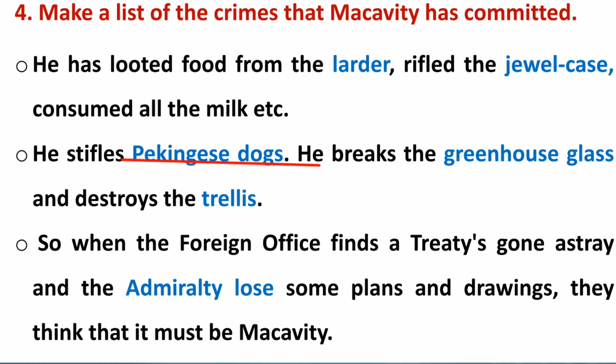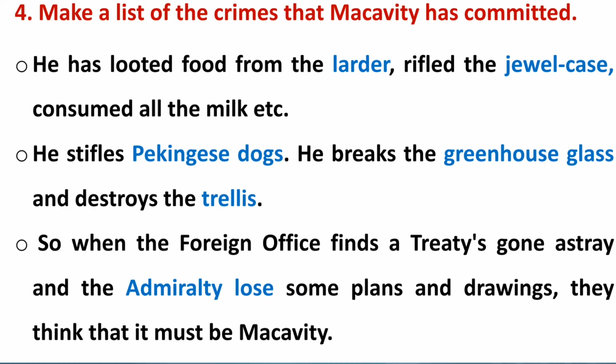Okay, it's a type of dog. So he stifles Pekingese dogs, and he breaks the greenhouse glass and destroys the trellis. You know very well the greenhouse glass: a glass structure which is enclosed for cultivation purposes. That is known as greenhouse glass. In the particular area, all the greenhouse glasses were broken by our Mccavity.